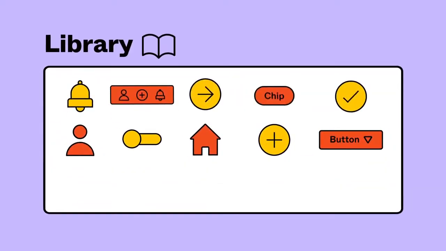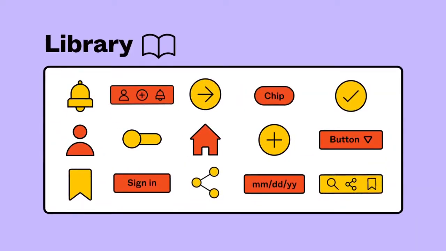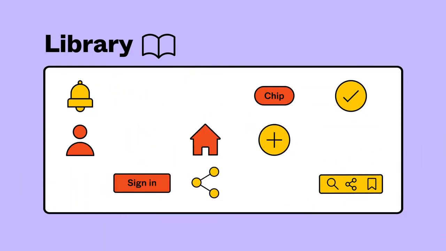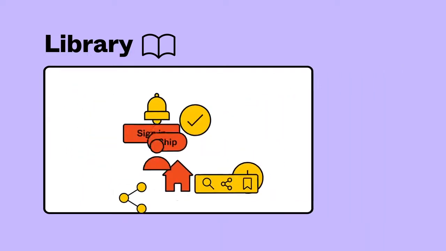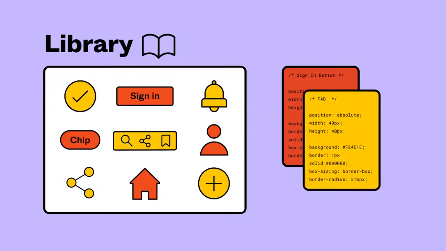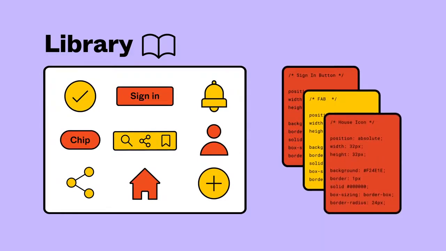Libraries are collections of components and styles. You can use libraries in Figma to create, share, and use components across your files. You might have heard of a design system. Design systems combine component libraries with standards and guidelines for implementing them in code. They're a single source of truth for designers and developers and help to create consistency at scale.